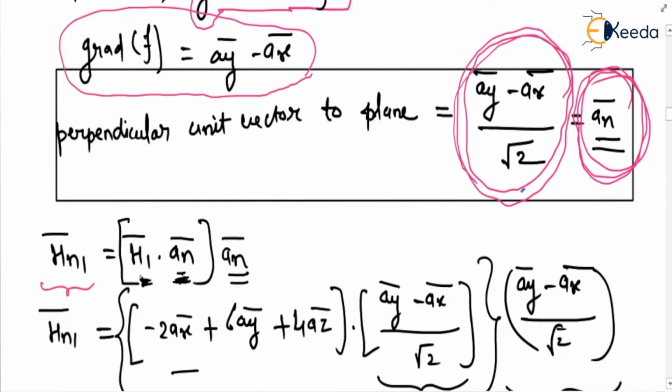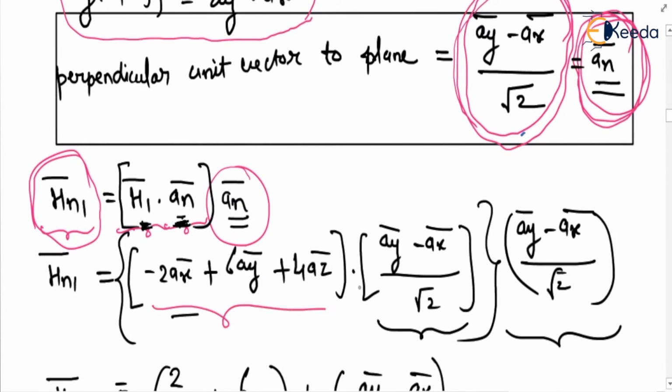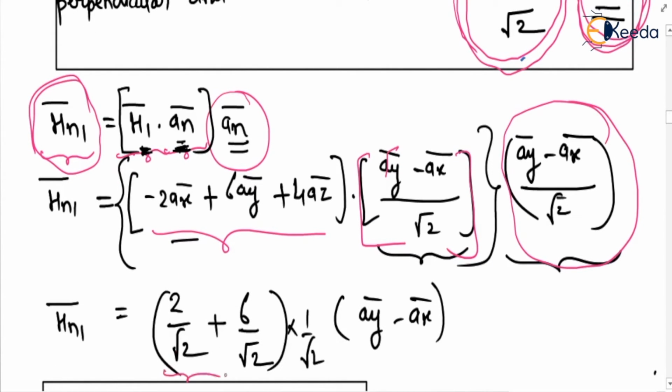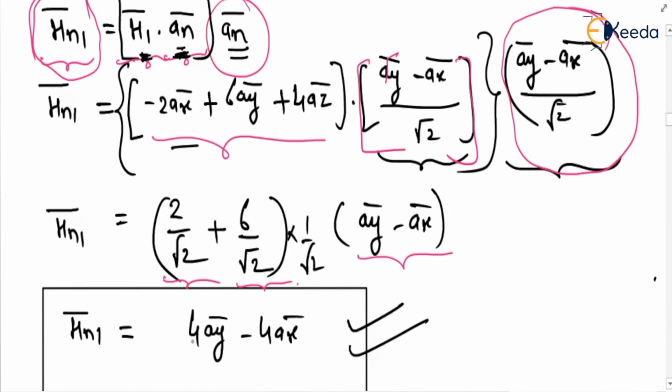So Hn1 is equal to H1 dot an vector, right? This is Hn1, which is the normal component of the magnetic field. So it is minus 2ax plus 6ay plus 4az dot product with ay minus ax by root 2, and again we will apply this vector ay minus ax by root 2. So when we take the dot product, the answer comes as 2 by root 2 plus 6 by root 2 into this 1 by root 2 ay minus ax. When we solve, this answer is 4ay minus 4ax. This is Hn1.